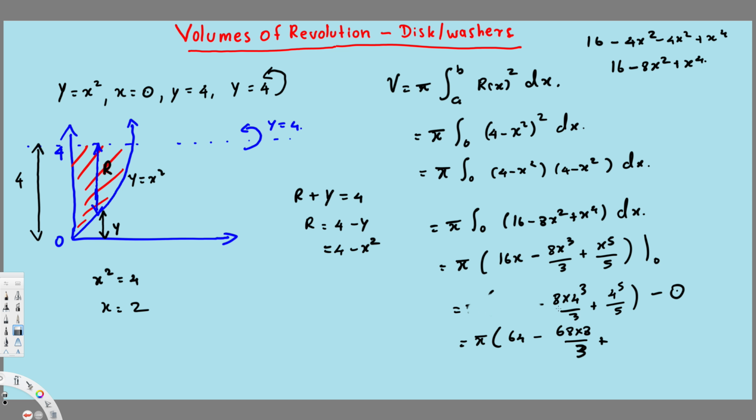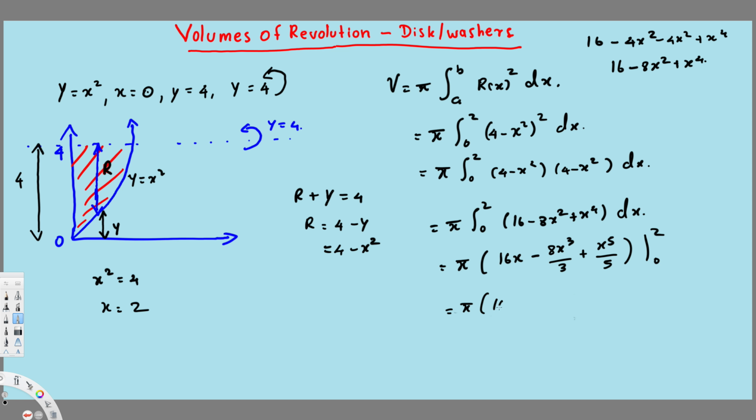Oh, if it's 2, everything becomes easier. So let's correct this one. So this is going from 0 to 2, 0 to 2, 0 to 2. Then here it's going to be 2. Now if I replace this one, this is going to be 5 times, 16 multiplied by 2 minus 8 times 2 cubed over 3 plus 2 to the power 5 divided by 5. Then this is going to be 0.